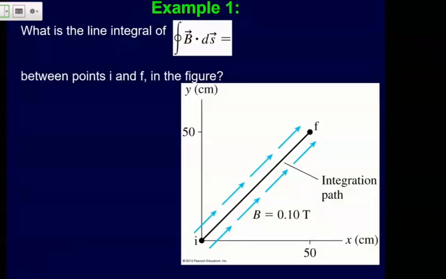So let's look at our example from last night. This was a big question. Let's talk with our neighbors and see what you think. One thing is, here we shouldn't have that circle, because a circle means you have a completed path. But anyway, you're looking for B dot ds going from I to F here. What do you guys think when you do that?